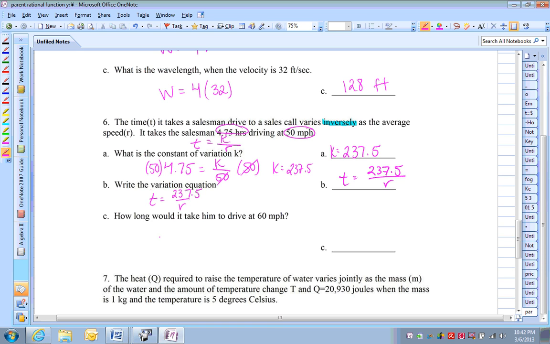In part C, they ask us how long it would take him to drive at 60 miles per hour. So we're looking for a time t, and they give us a speed. We write t equals 237.5, our constant of variation, divided by the average speed of 60. When we calculate that, we get an answer of approximately 3.96 hours. So I'm going to estimate and say about 4 hours. It's going to take them about 4 hours to drive at 60 miles per hour.